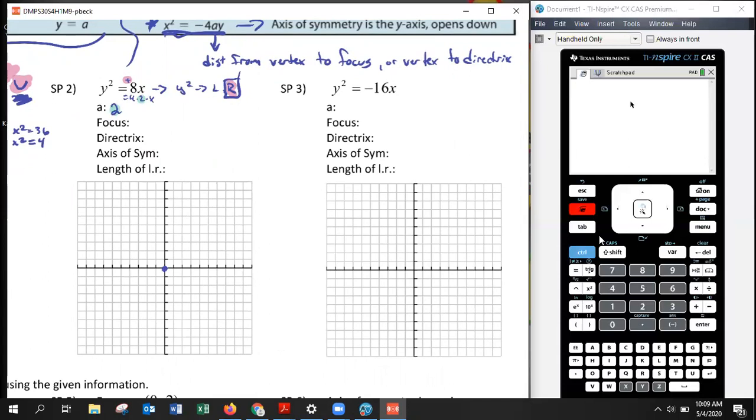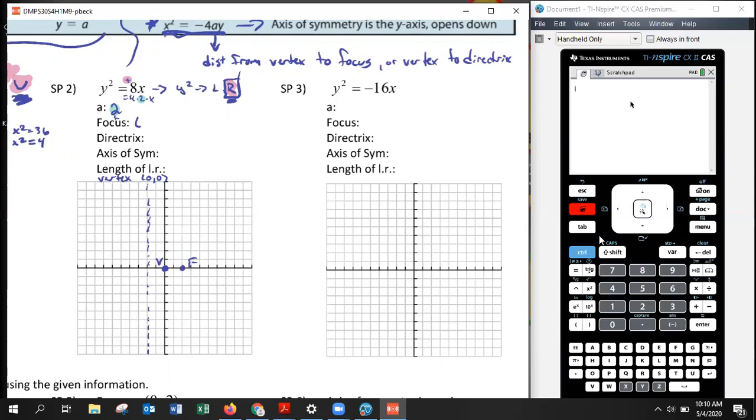Our vertex is going to be at (0, 0). So I really should put the vertex on these. So the vertex is going to be (0, 0) for all these problems. The a value matched up with opening to the right, that a value goes right here. So there's my focus. And then if I go 2 to the left, that's how I get my directrix.